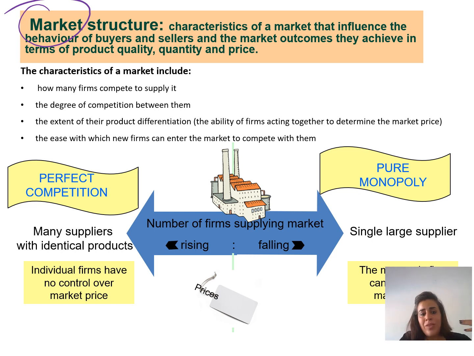The characteristics of a market, what do they include? They include four things. How many firms do we have in order to compete and supply us with the product that they want to sell? The second one would be the degree of competition between them. Is it a perfect competition or is there no competition at all, which we call a pure monopoly? The extent of their product differentiation, this is the third point. The ability of firms acting together in order to determine the market price. So what makes them sell it for 20 dirhams, 10 dirhams, or 5 dirhams? The last one is the ease with which new firms can enter the market to compete with them.